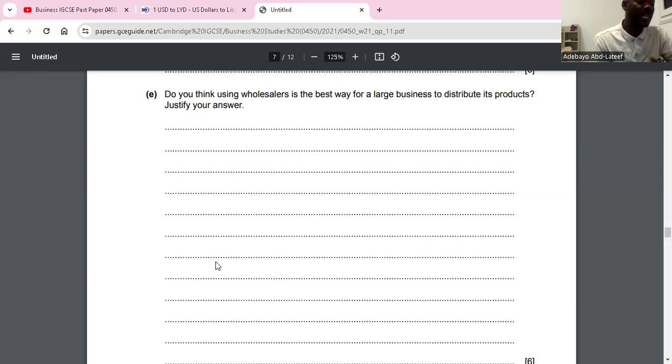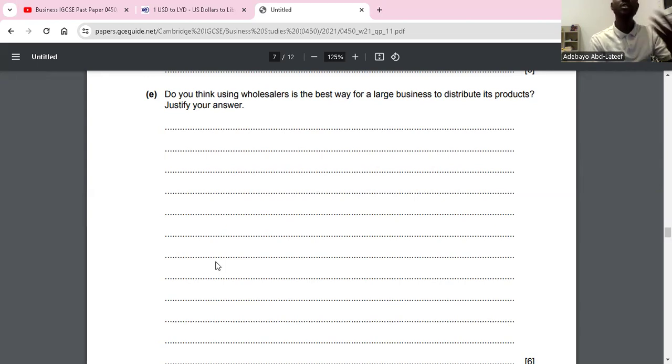Two, wholesalers buy in large quantities, which reduces the distribution cost. So you won't need to sell to any other person. These wholesalers will buy from you. So the distribution channel stops with the wholesaler. Your own distribution channel stops with the wholesalers, because distribution cost is less.